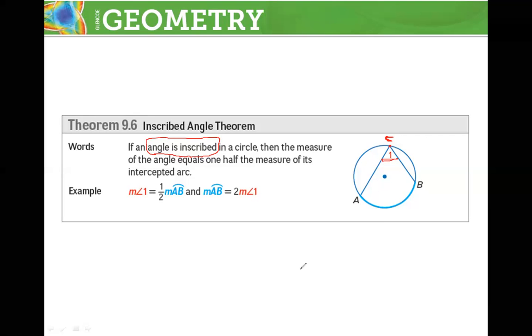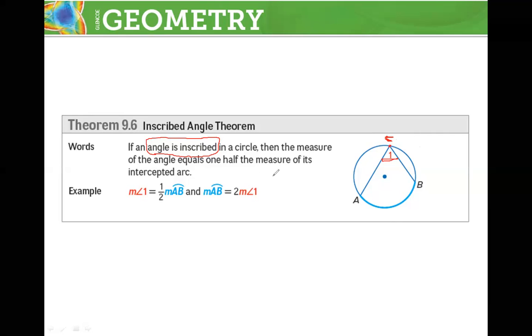Okay, Mazen, can you read the theorem again? Yes, if an angle is inscribed in a circle. Inscribed. What's meant by inscribed angle? The inscribed angle is the angle whose vertex is on the circle, like angle C. So its vertex, it means the vertex point of the angle is on the circumference of the circle.